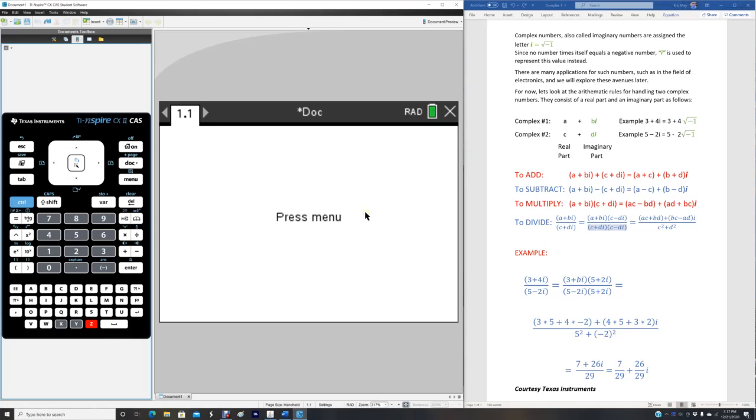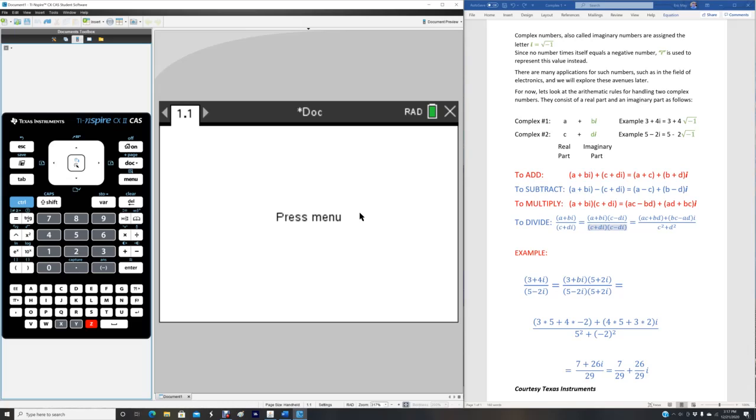Also called imaginary numbers, complex numbers are assigned the letter i equals the square root of -1. Now, since no number times itself equals a negative number, i is used to represent this value instead. There are many applications for such numbers, such as in the field of electronics. We'll explore these avenues later.